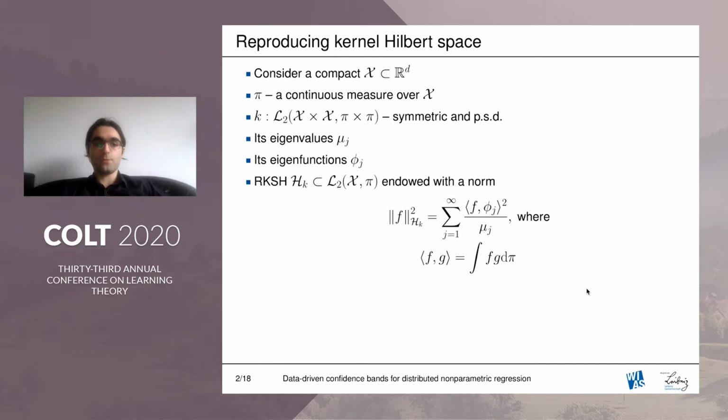The reproducing kernel Hilbert space is a subspace of L2 space of functions, endowed with the norm defined like that. What's important is the dot product is taken with respect to the measure pi. Easy to see that a function with a faster eigendecay induces a smaller reproducing kernel Hilbert space, including smoother functions.